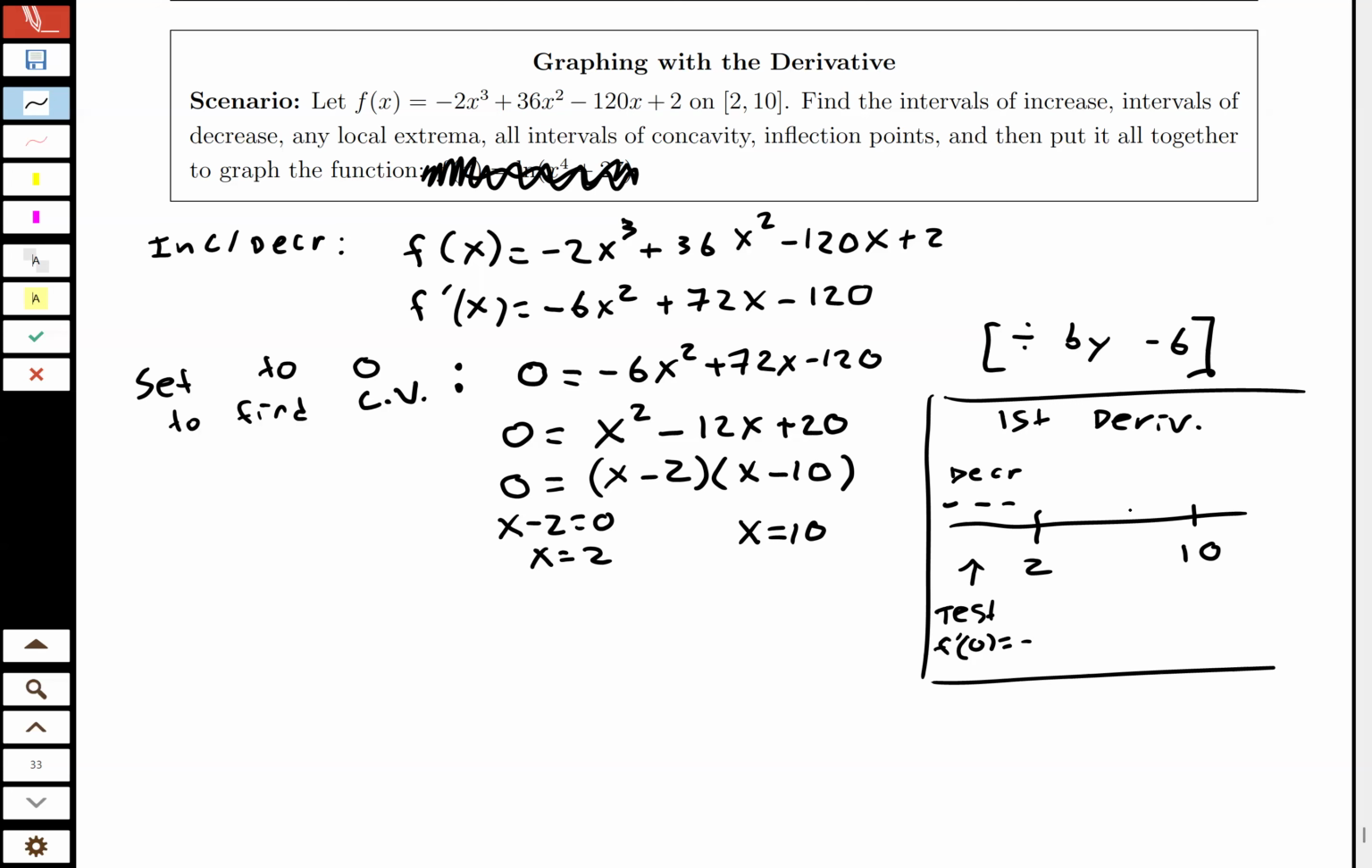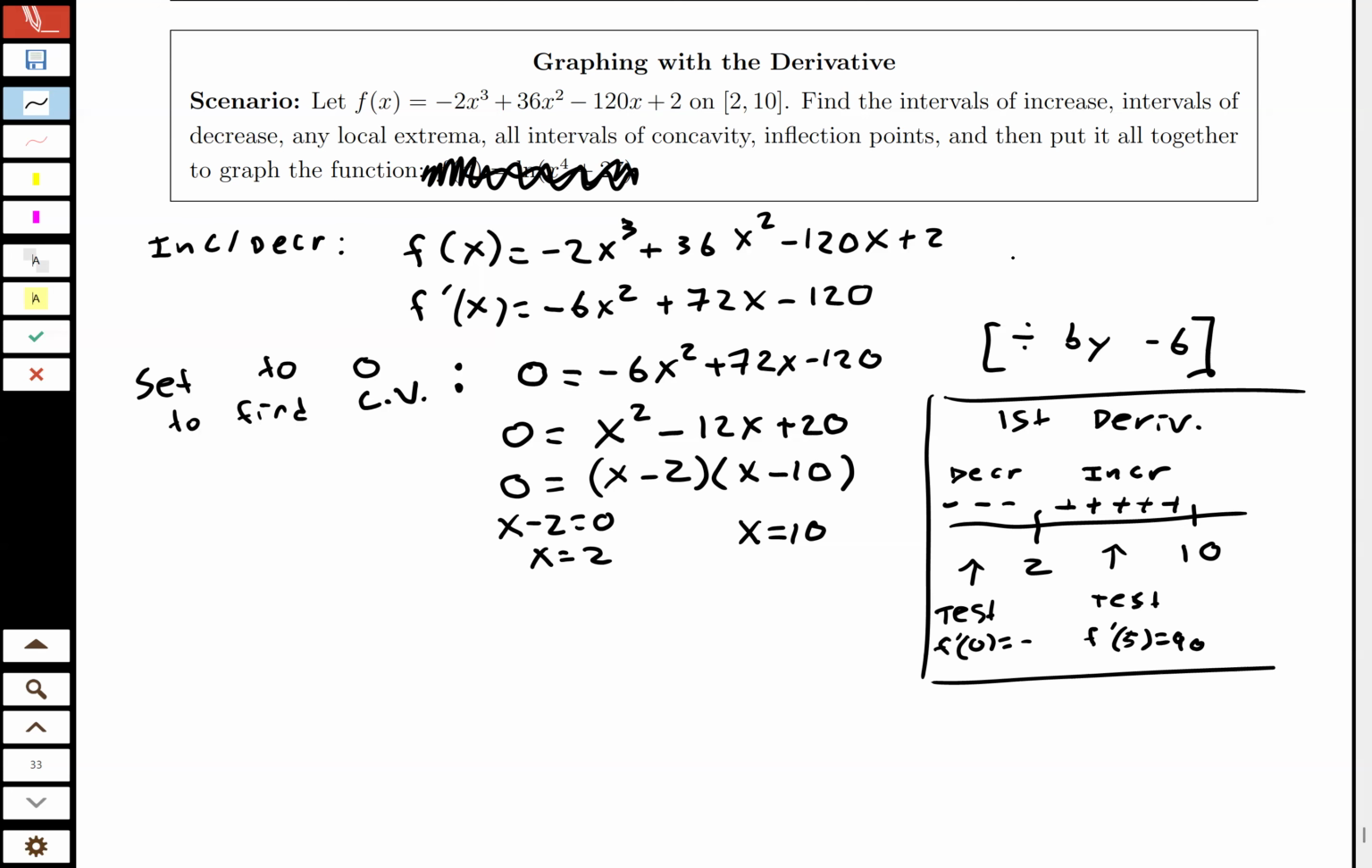Let's see what's going on from 2 to 10. I need a test point. I'm going to try something like 5. Or even 3. Small's fine. If I plug 5 into my derivative function and do the math, so negative 6 times 5 squared plus 72 times 5 minus 120, I get positive 90. So that tells me it is increasing from 2 to 10.